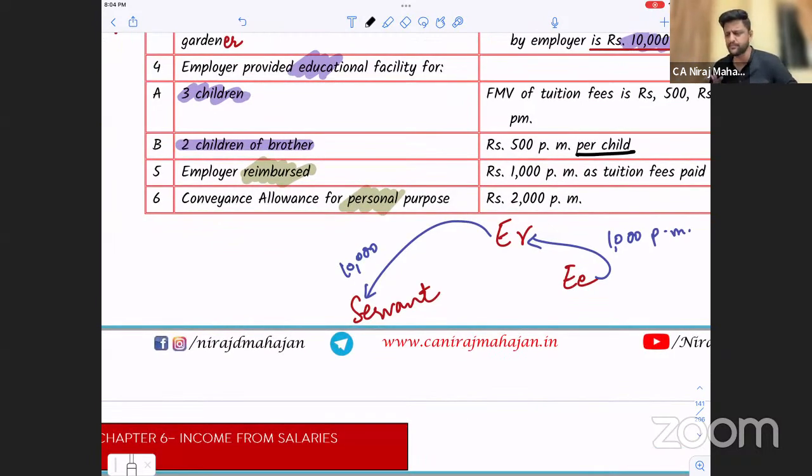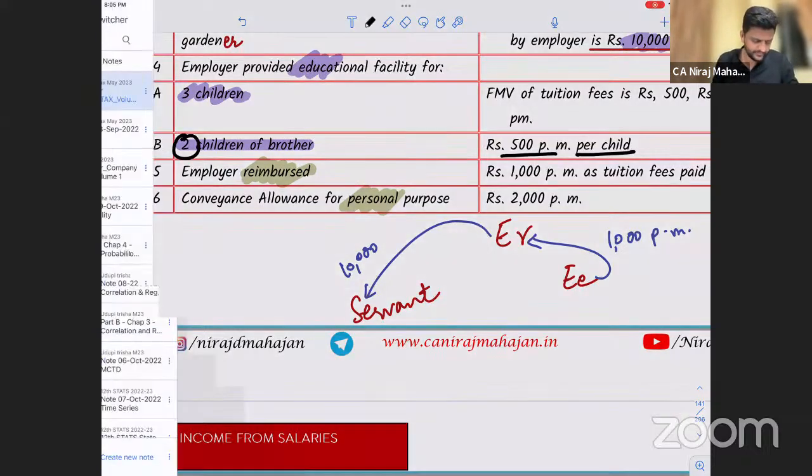Purposely, I hope you're understanding, I give you such kind of questions. Now, what will happen? Fully taxable or fully exempt? Fully taxable, because they are not children of the employee. Rupees 1,000 per month per child applies only if that child is of the employee. Otherwise, no exemption. Understood, all of you? So the entire rupees 500 is fully taxable per month into 2 children.